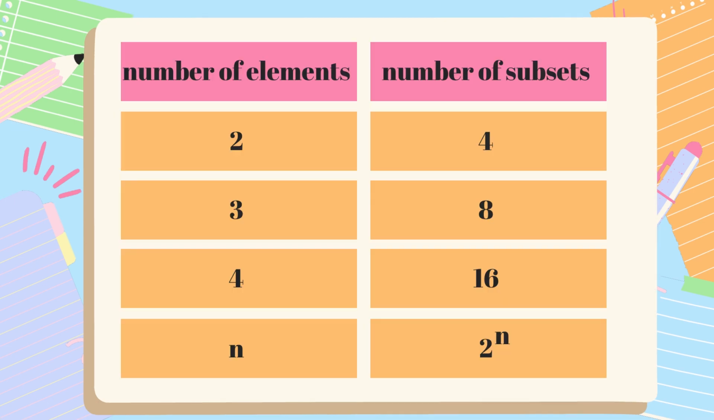Now, let us try to analyze the relationship of the number of elements and the number of subsets in a set. If we have 2 elements, the number of subsets is 4. If we have 3 elements, 8 subsets. If we have 4 elements, we will be having 16 subsets. So as we can see, there is a pattern, right? The number of subsets of a set can be obtained by the formula 2 raised to n, where n is the number of elements. Amazing, right? You may also try other examples to prove this.